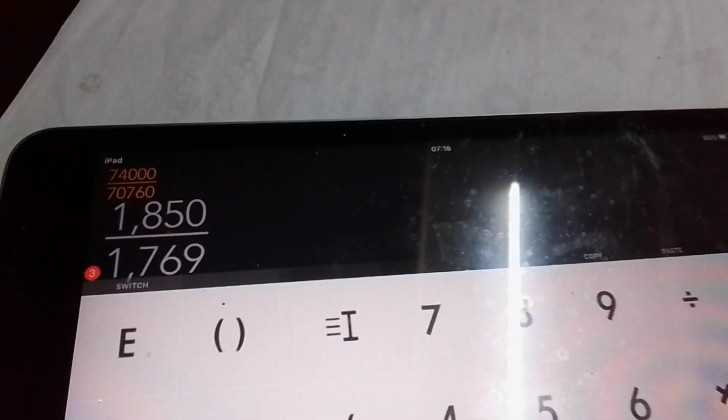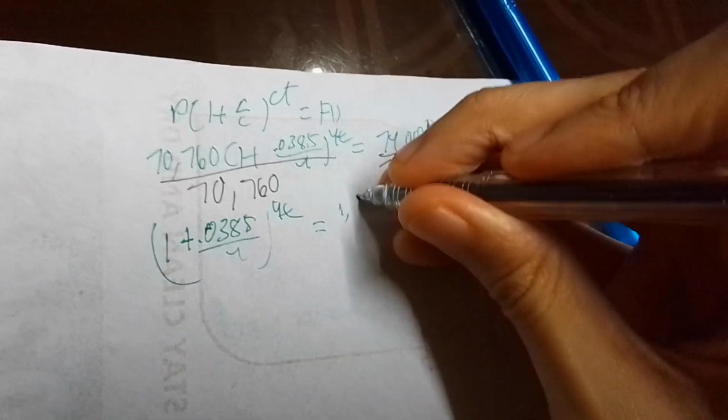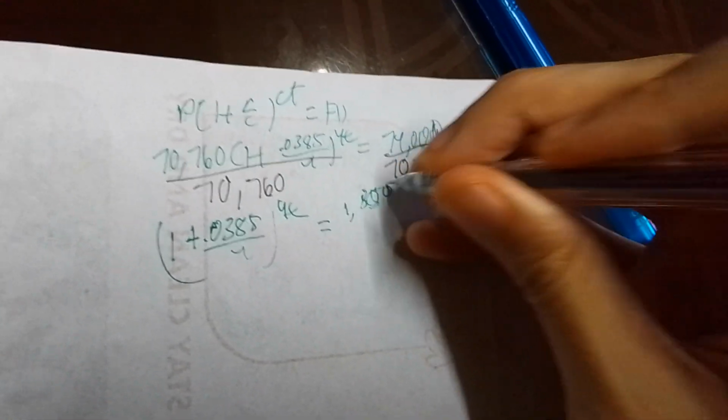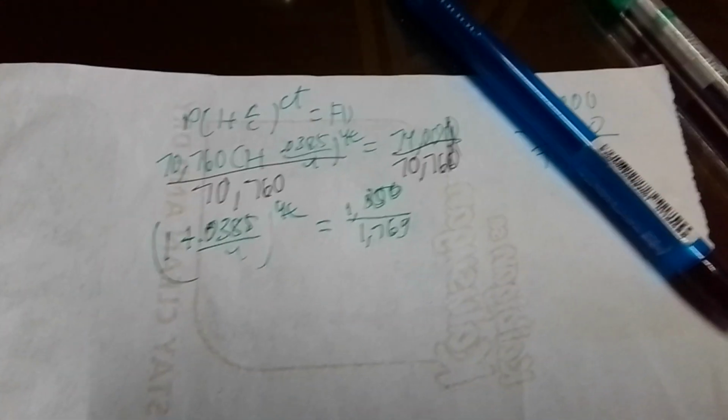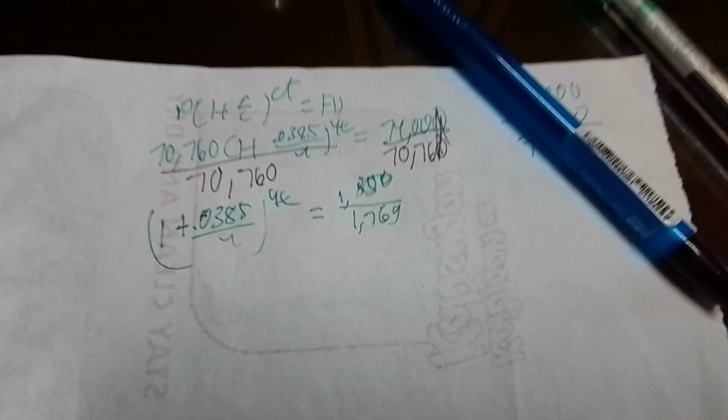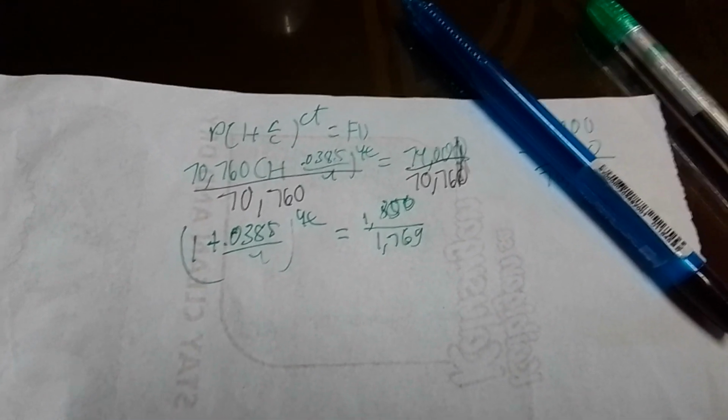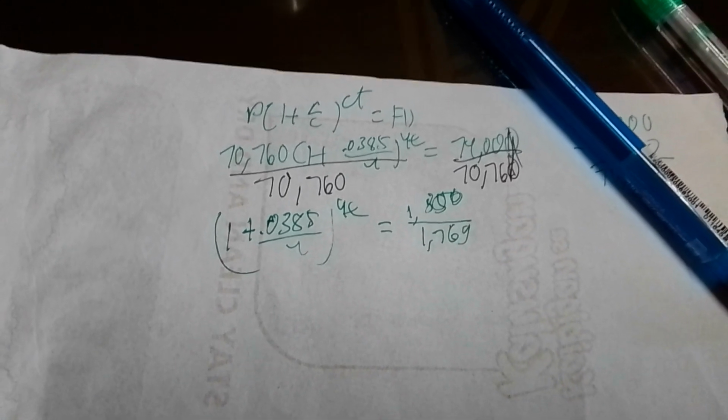You can get 1,850 over 1,769. So therefore, we have 1 plus 0.0385 divided by 4, raised to the 40 power, which is equivalent to 1,850 over 1,769. So that's exactly what we're experiencing right now. And the next thing that we're going to have to do is to simplify this formula.